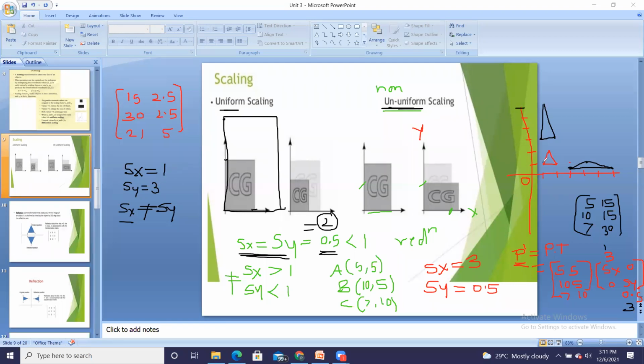And it is said that height should increase to 3 of its original value. Height should be increased to thrice of its original value, and that's why Sy equal to 3. So you are going to get here Sy equal to 3. Now whether Sy and Sx are matching? No. Sx is 1, Sy is 3. They are not matching. So it is the example of non-uniform scaling.